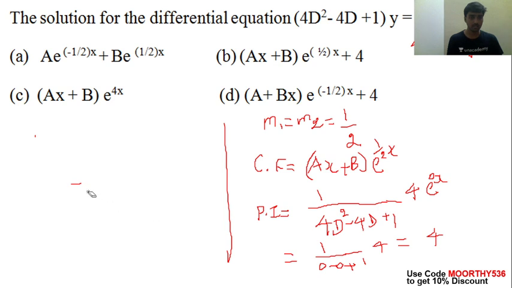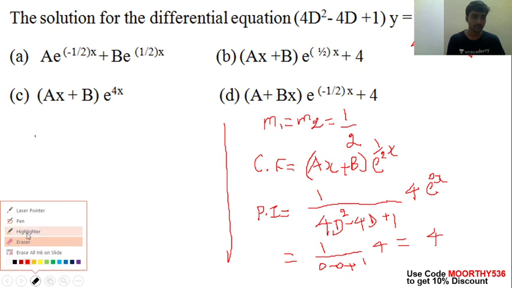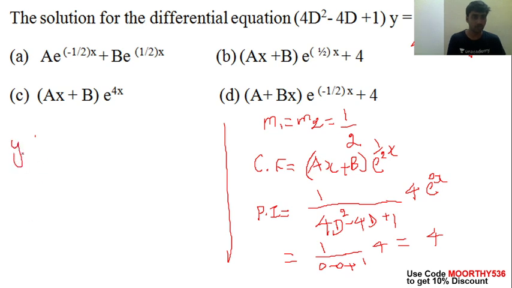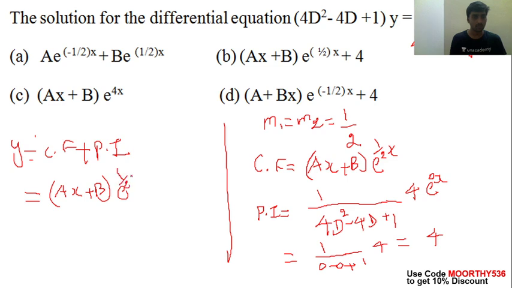Wait a minute here. Yes, the function y is given by the solution y equal to complementary function plus particular integral, that is CF plus PI. This is the equation. We know that CF is equal to (Ax + B) into e power (1/2)x, plus the particular integral is equal to 4.